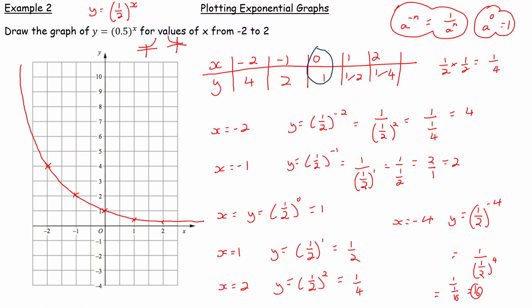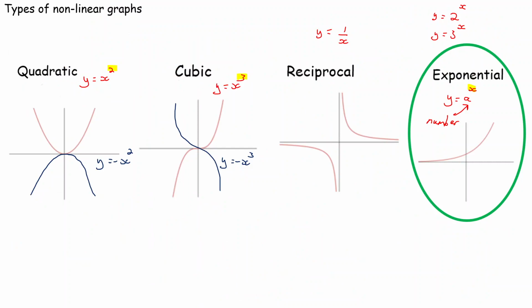We've now looked at all of the 4 different types of non-linear graphs that you need to know. So quadratics, basically where your highest power is a square. Cubics, where you've got a 3 in your equation as the highest power. Reciprocal, essentially 1 over x. And exponential, to the power of x. So you've got to be able to recognize what you're looking for and what the graph will produce. And that is it.